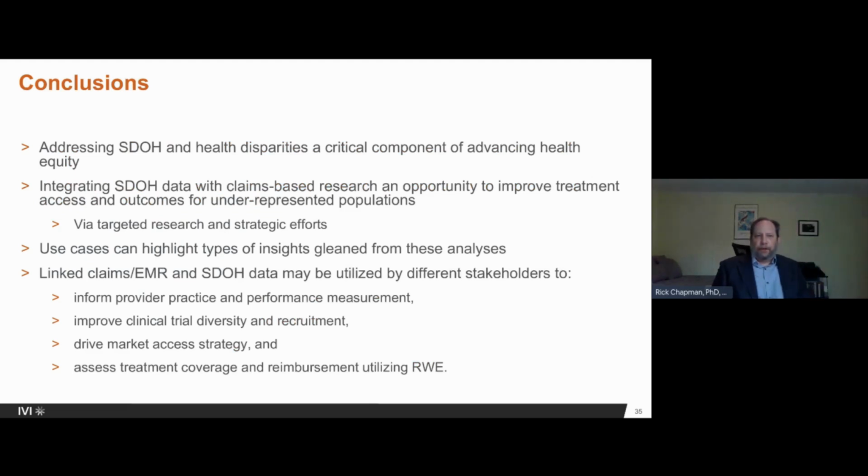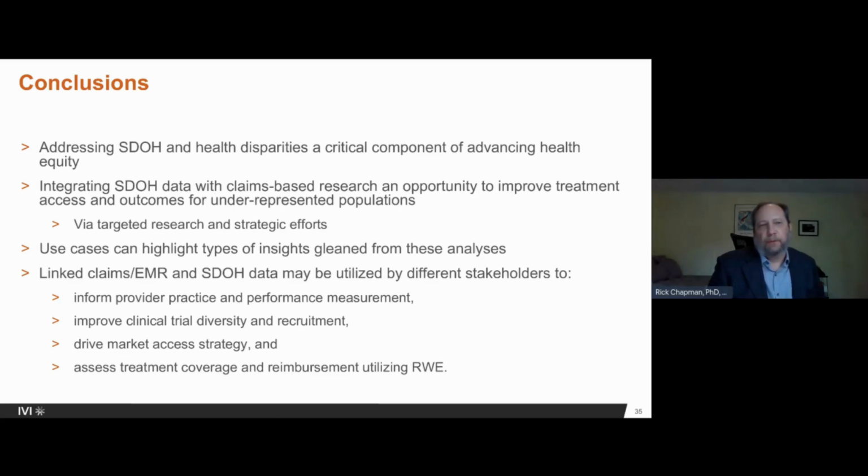So just some concluding thoughts here. We think that addressing health disparities is a critical component of advancing health equity, and that we can't really be doing this type of work and ignore these issues anymore. It really has to be brought in. And especially now that we have this type of data, we need to be making sure that we're integrating it with the other types of data we use, such as claims or EMR, to hopefully improve treatment access and outcomes for people who experience these types of disparities.